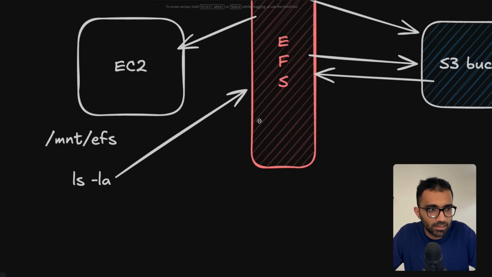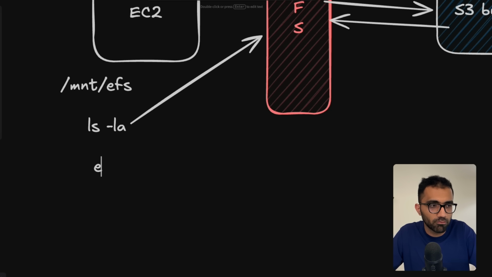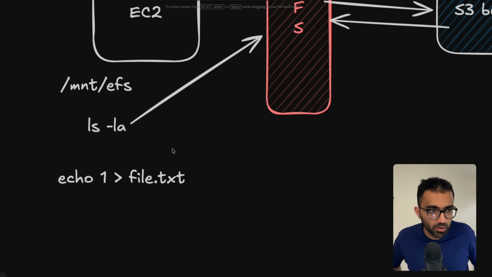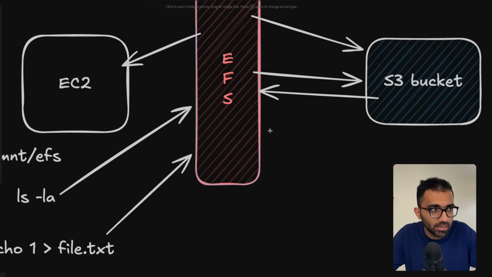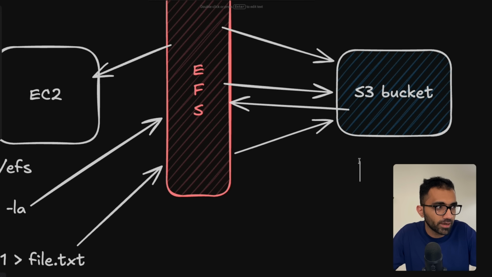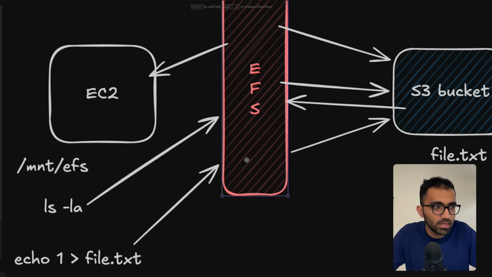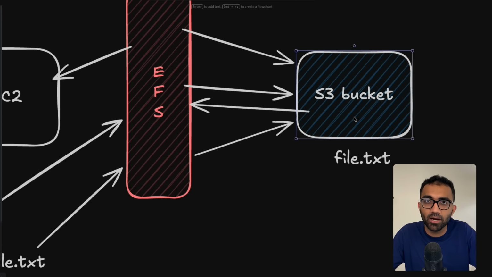It's not immediate. For example, let's say you created a file, echo 1 to file.txt, right? The way this would work is that this would write to EFS first, and then periodically EFS would synchronize this to the S3 bucket. So finally, this file.txt actually exists on your S3. Your EFS would also show that, but your source of truth still remains the S3 bucket, right?